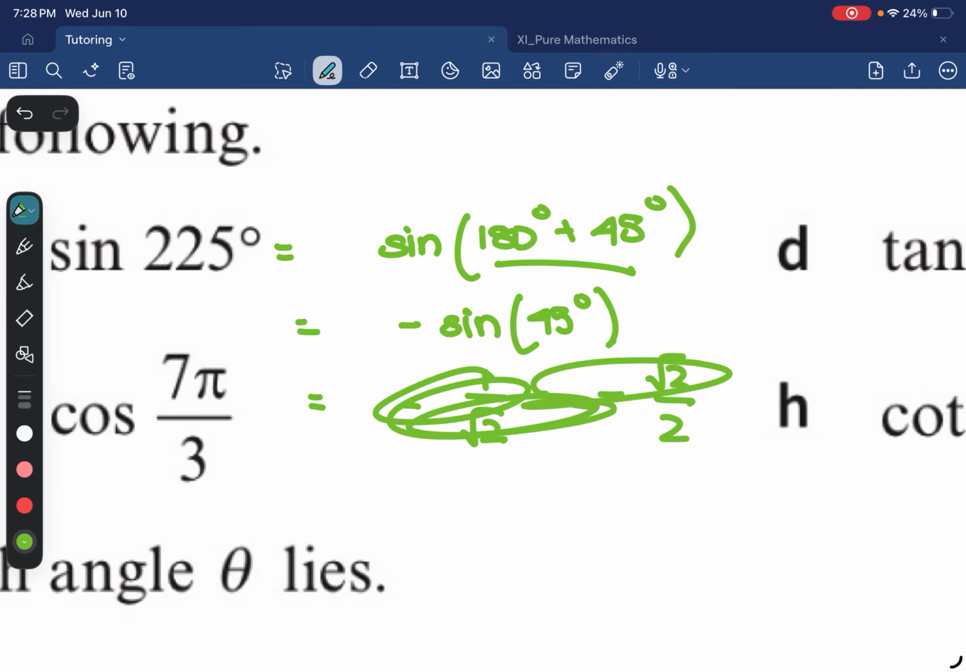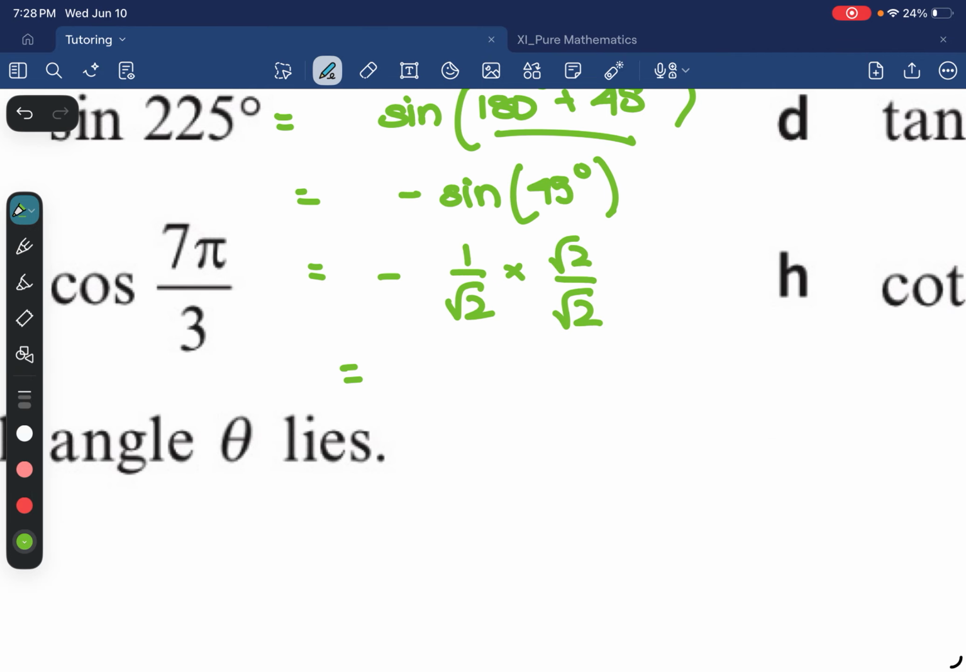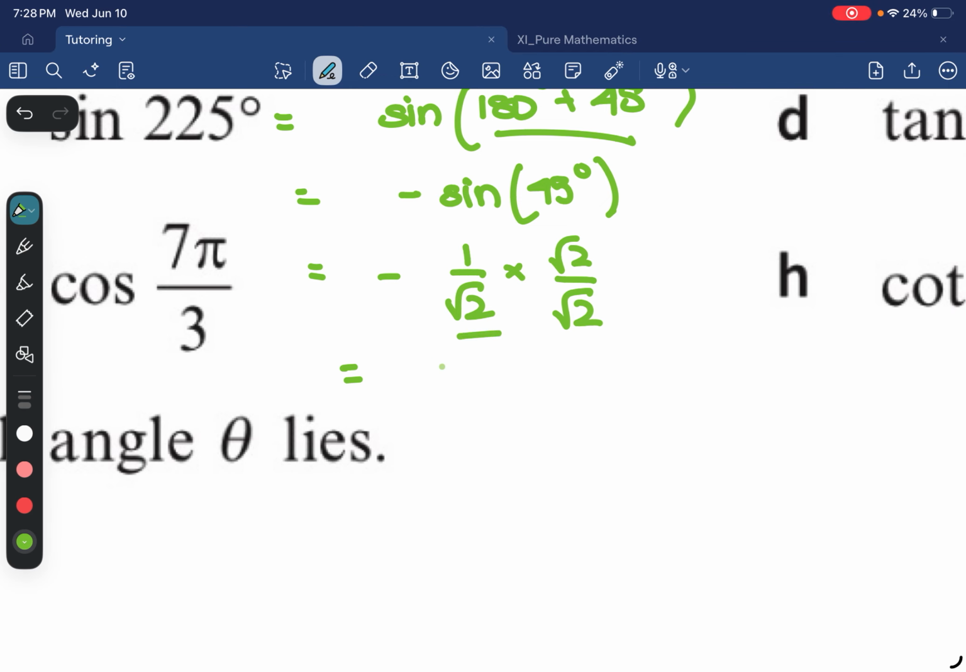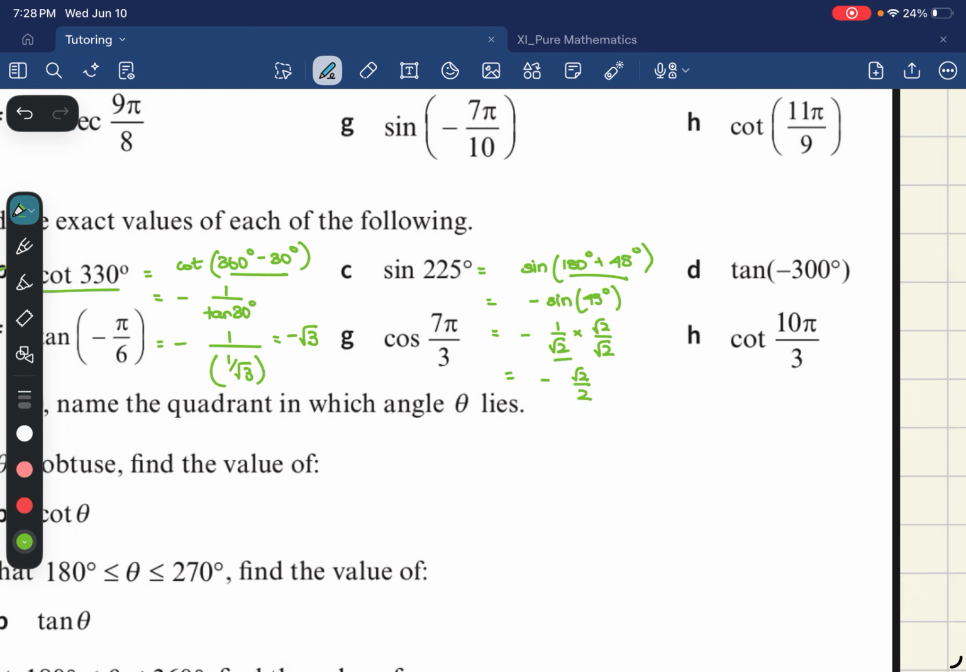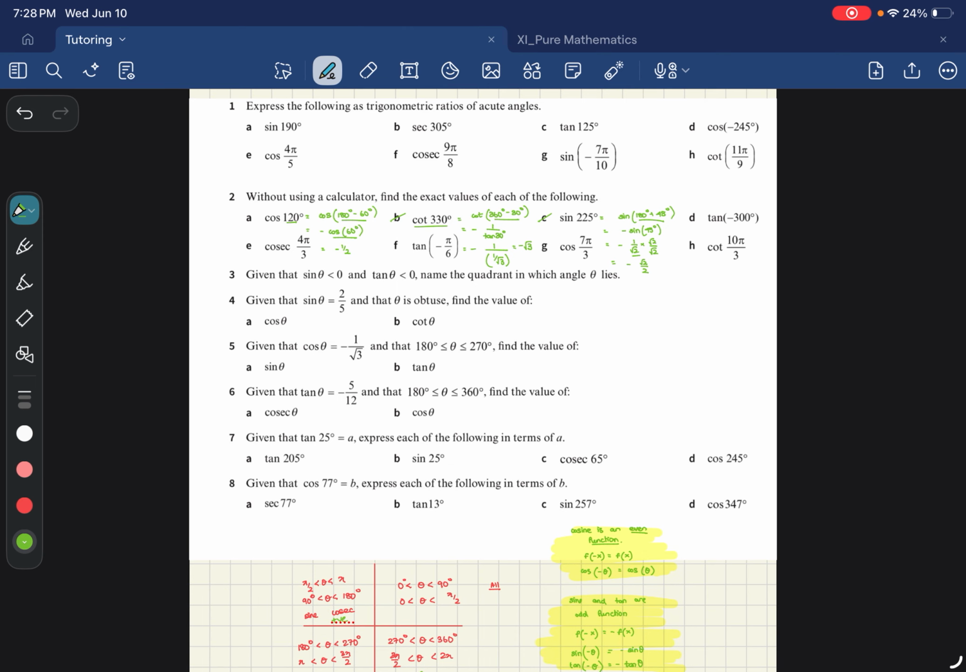How do you do that? Well, negative 1 by root 2, you multiply and you divide by square root of 2. This process is known as rationalization because we don't like keeping square roots in the denominator. Root 2 divided by root 2 is just 1, so multiplying by 1 won't change this expression. So you get negative root 2 by 2. All right, so that is the solution to C. If that is okay, I'm going to erase things so that I have space for D and other questions.